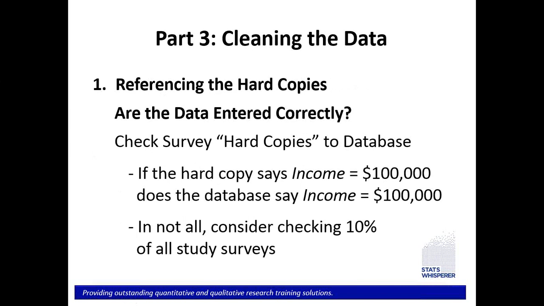So if it says income is $100,000 for study participant 10, then you're going through their survey hard copy and comparing it to the data in the database for them. You're saying $100,000 for their personal income. You look at the hard copy, it says $100,000. And you just go item by item, checking to make sure what's in the SPSS database is also what's on the survey hard copy.